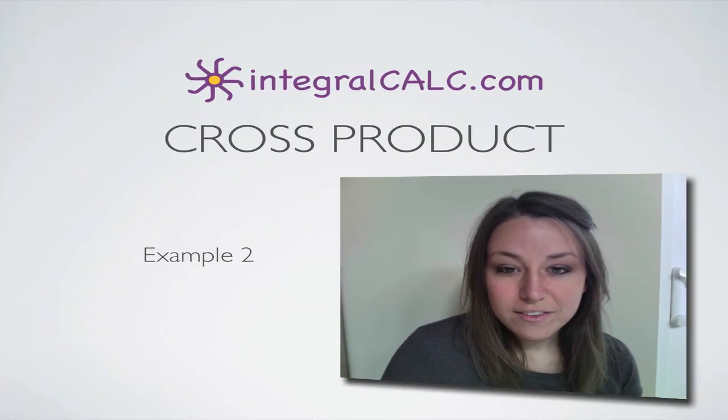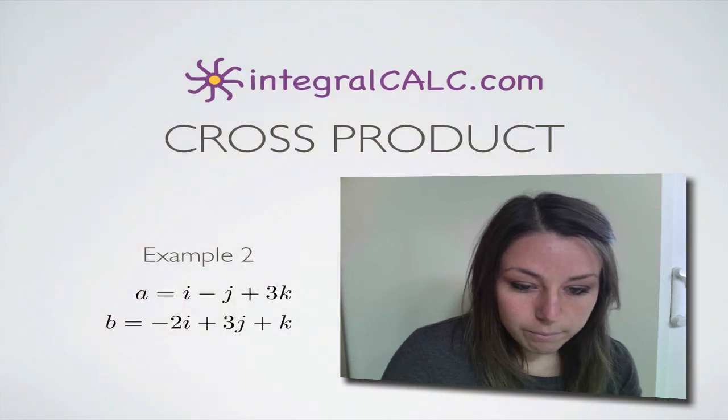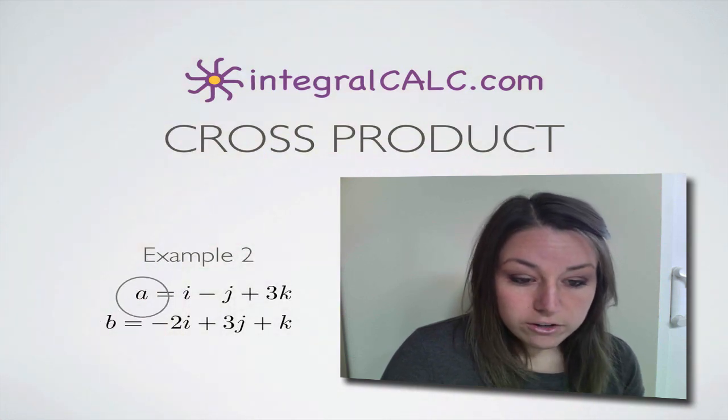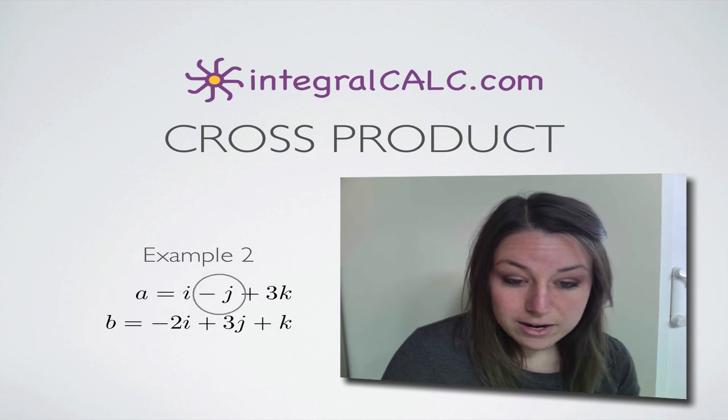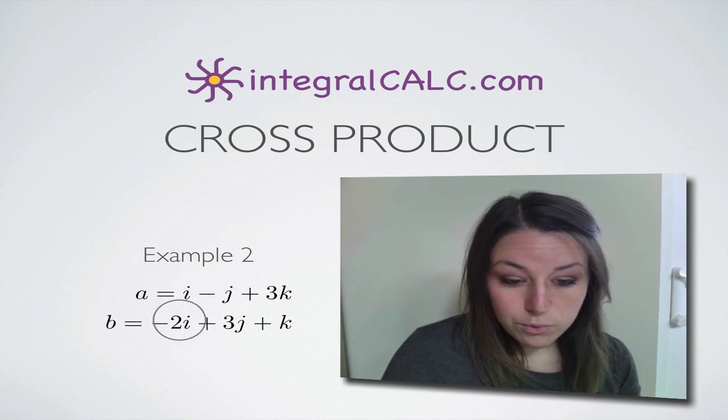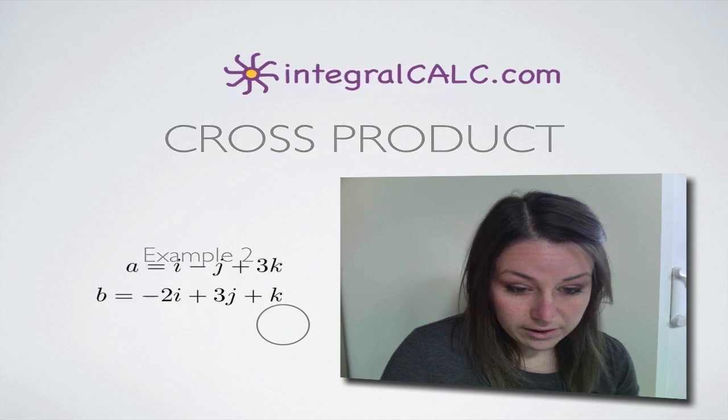Today we're going to be doing another example of how to take the cross product of two component vectors. Our vectors in this case are in component form, and we've been given a equals i minus j plus 3k and b equals negative 2i plus 3j plus k.